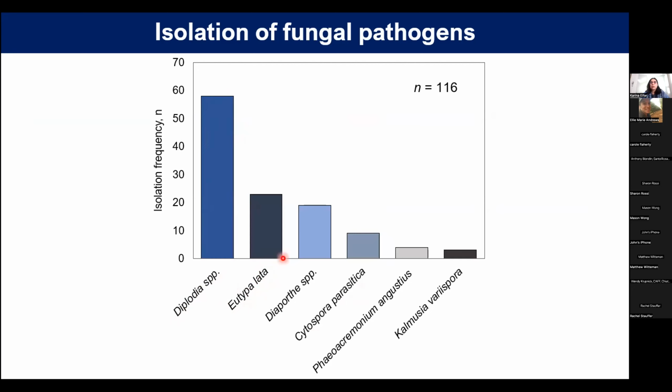Eutypa lata is another pathogen that is really common here in California, causing cankers in different hosts, like grapevines, pears, and different crops. And also some Diaporthe, which are also well known to be pathogens causing canker. Also Cytospora, and also Phaeoacremonium and Kalmusia variispora. Those are the main pathogens that we found that were associated with these symptoms.